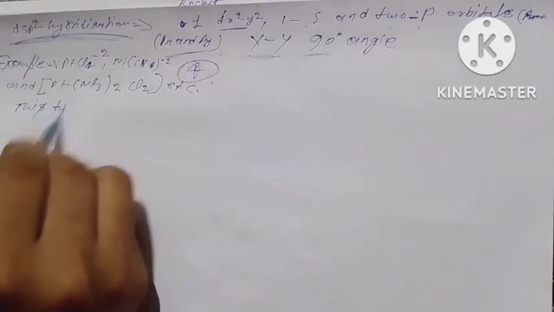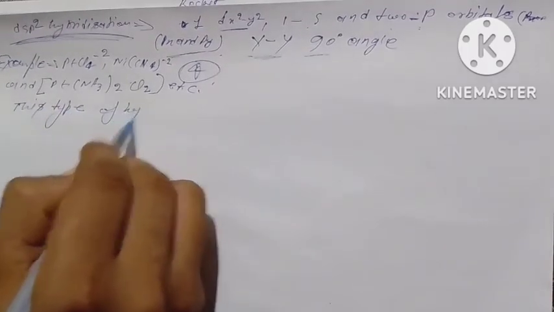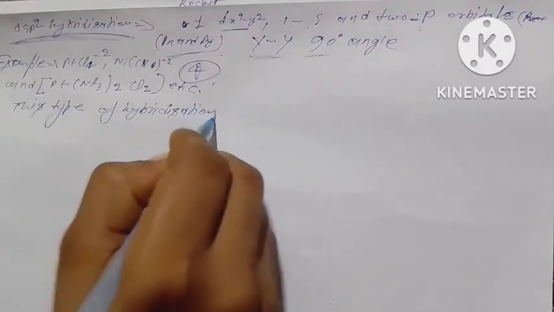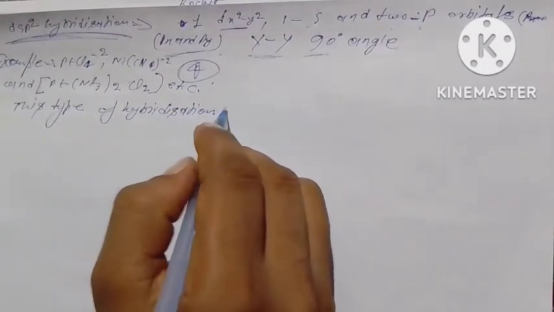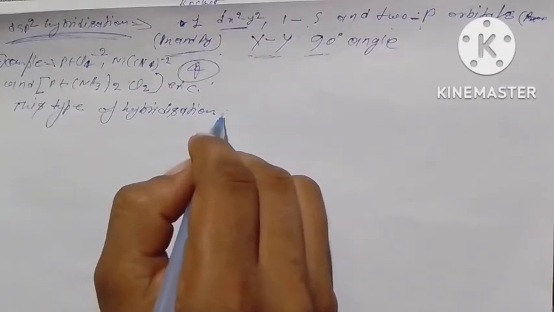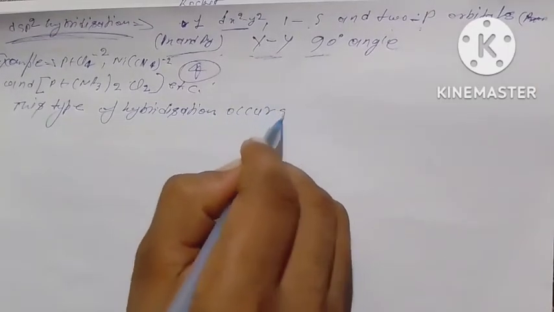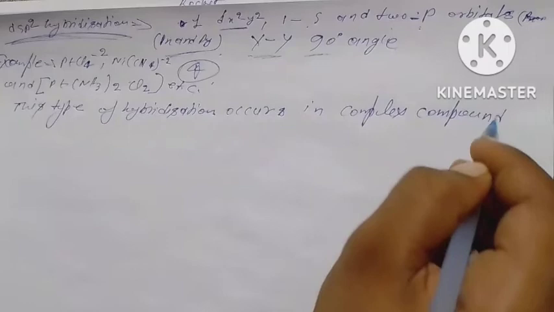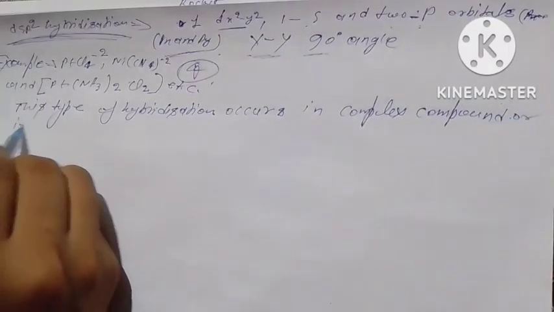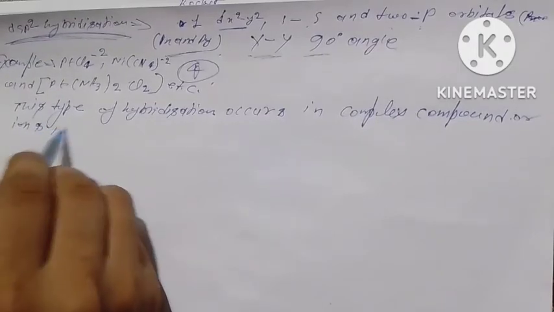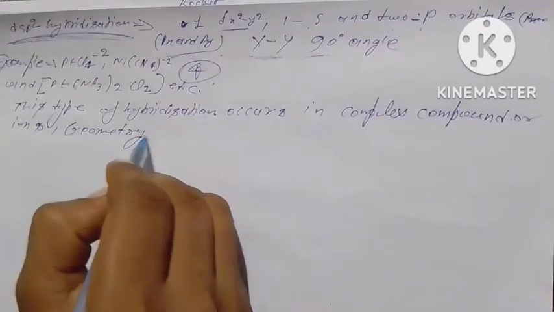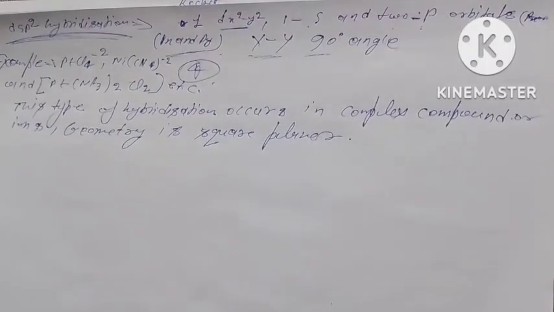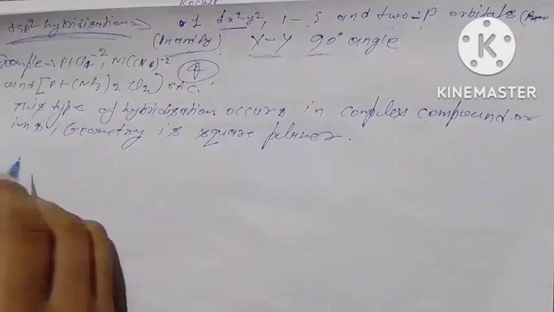This type of hybridization occurs in complex compounds or ions. The geometry is square planar. Okay, and next is sp3d hybridization.